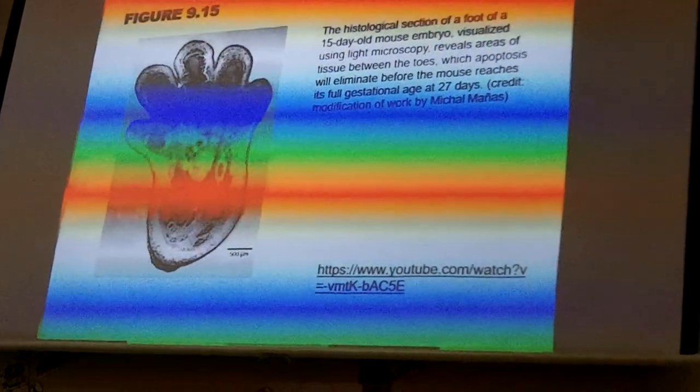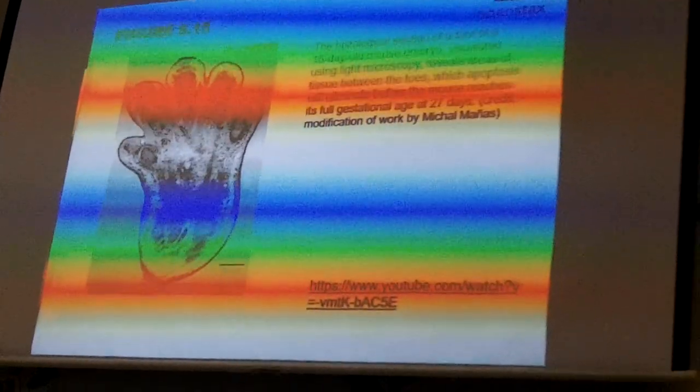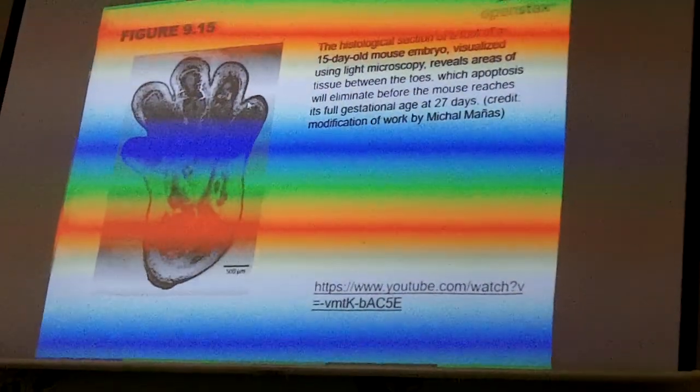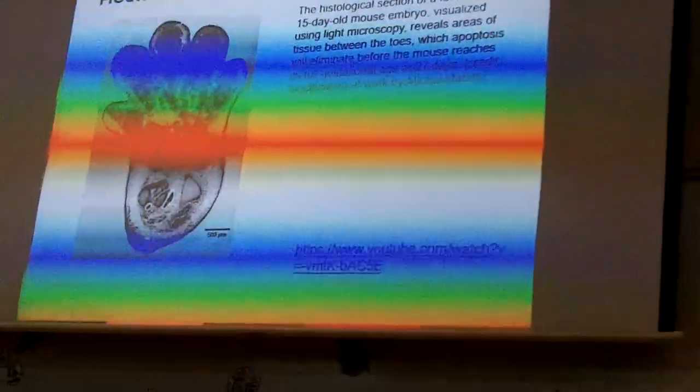So these cells right here receive a signal to kill themselves, and then they disappear. If they didn't do that, you'd have webbed hands and feet. I think that's pretty cool. You'd be a heck of a swimmer. Why don't we have them? Because they're not useful for us.